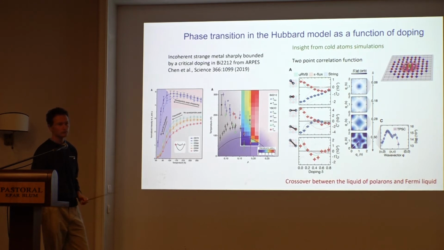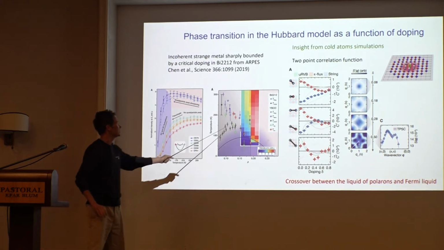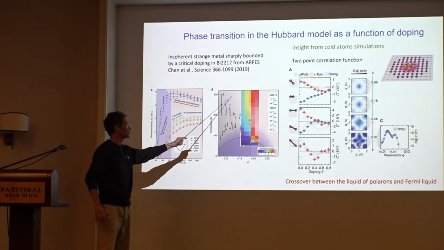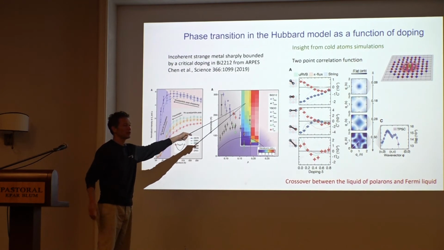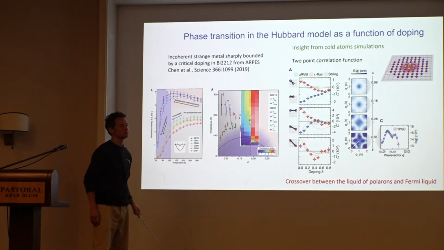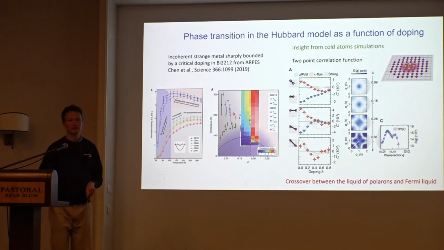What is the temperature? So in these experiments, it's probably around 0.6 J. So it's not a very low temperature, but as you can see, this crossover from non-Fermi liquid to Fermi liquid occurs at fairly high temperature. Any questions?